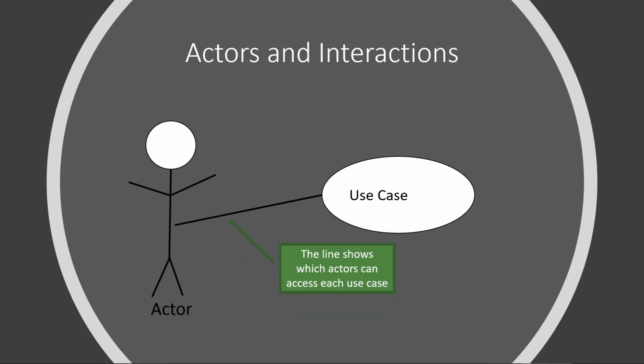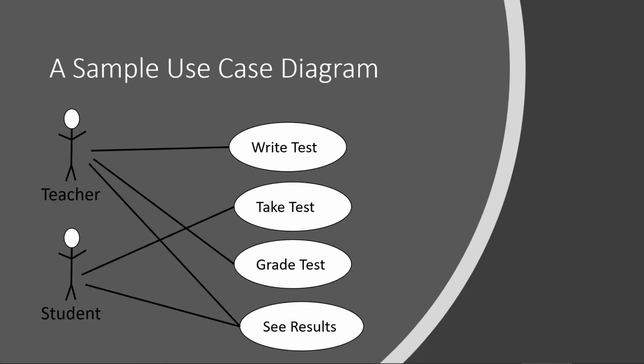So as a very simple example, here we see a teacher who goes off to the system and writes a test. And then the student can take the test and the teacher can grade the test and both the teacher and the student can see the results. So this tells us a few things. My software system has to have features out there for teachers to create tests, for students to take tests, for teachers to grade tests, and for both of them to see the results.